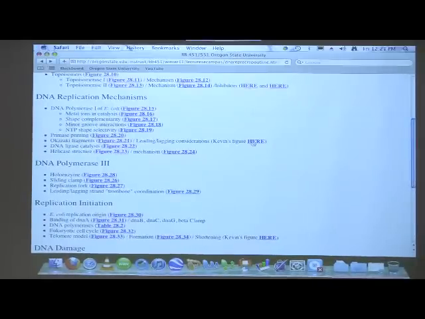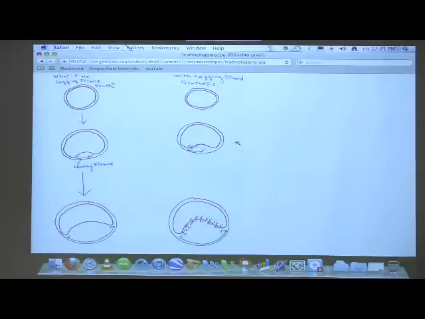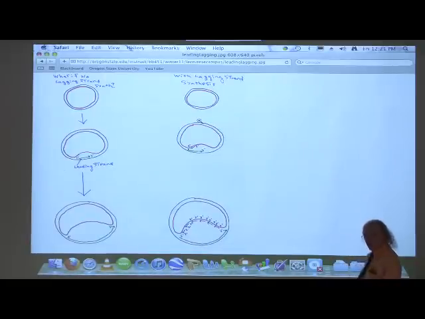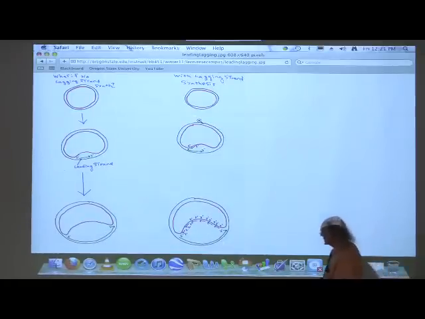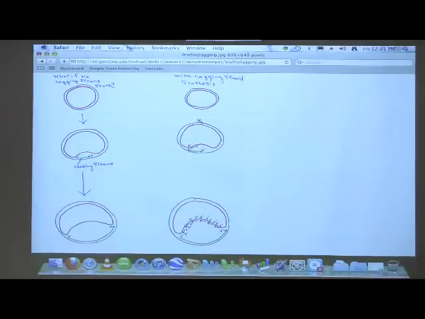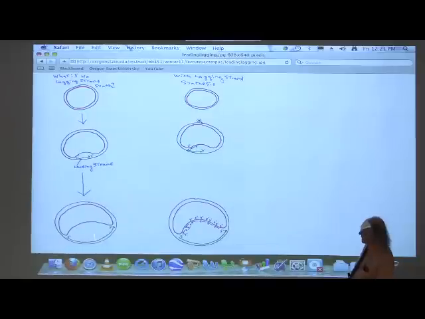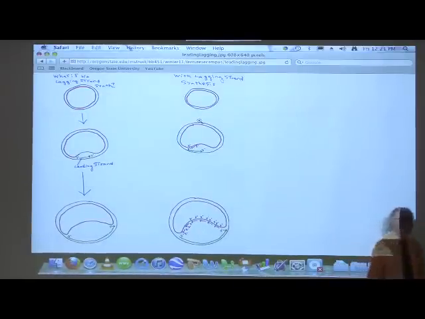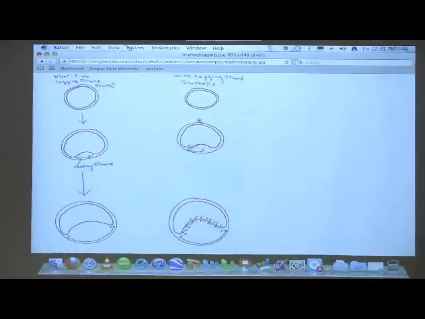Now, this is a very high quality artistic work. This actually shows you one direction of synthesis of a circular chromosome like goes through in E. coli. Okay? This would be if there were no lagging strand synthesis. This is what happens if there is lagging strand synthesis. And you can see that both strands can replicate at the same time if we have lagging strand synthesis.